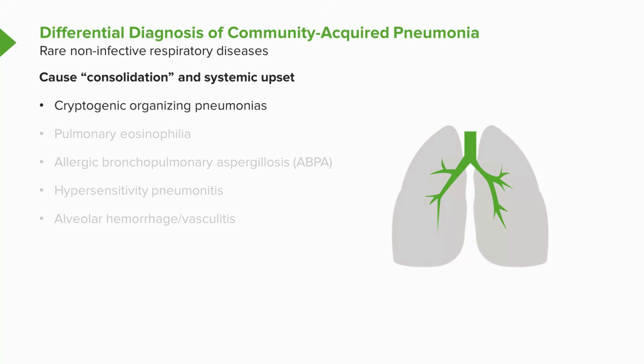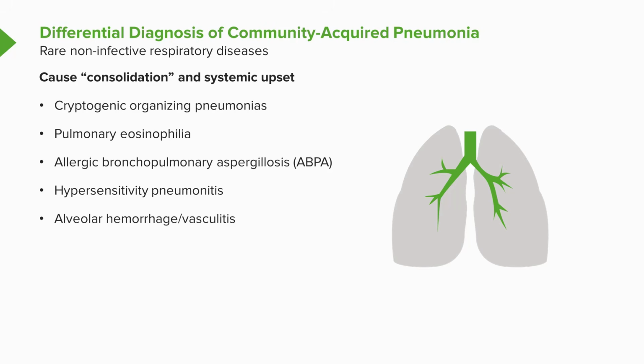So these include diseases such as cryptogenic organizing pneumonia, a non-infective form of consolidation, pulmonary eosinophilia, where you get eosinophils forming consolidation in the lungs, allergic bronchopulmonary aspergillosis, which is a subject of one of the airways talks, hypersensitivity pneumonitis, and vasculitis, which are discussed in the interstitial lung disease talks and the pulmonary vascular talks, respectively.